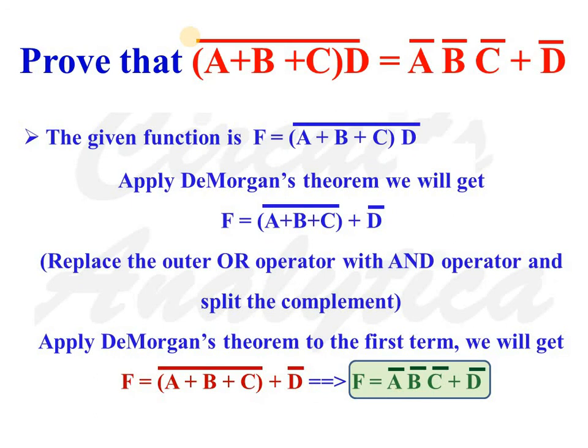Prove that (A plus B plus C into D) the whole bar is equal to A bar, B bar, C bar plus D bar. The given function is F is equal to (A plus B plus C into D) the whole bar. Applying De Morgan's theorem, we will get F is equal to (A plus B plus C) the whole bar plus D bar. Now apply De Morgan's theorem to the first term (A plus B plus C) the whole bar. We will get F is equal to A bar, B bar, C bar plus D bar.